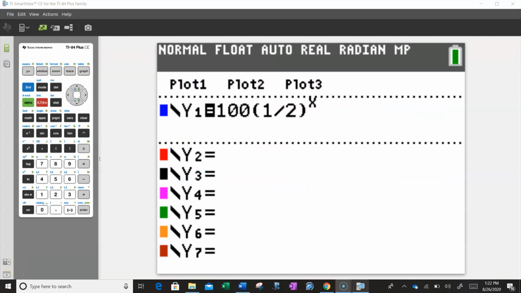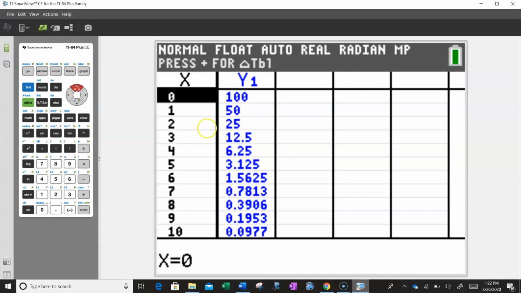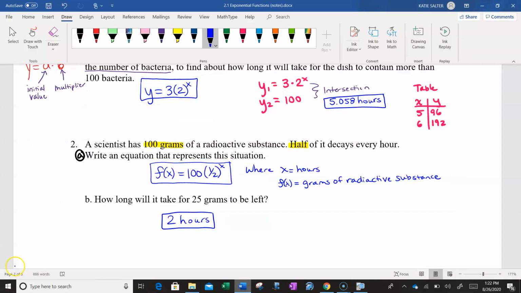Before I even type 25 in, I'm just going to go ahead and type in the function and go to our best friend, the table. And you can see that at 2, we are at 25, so it comes out perfectly. If it doesn't come out perfectly, you're going to need to use a graphical representation so that you can find that intersection.